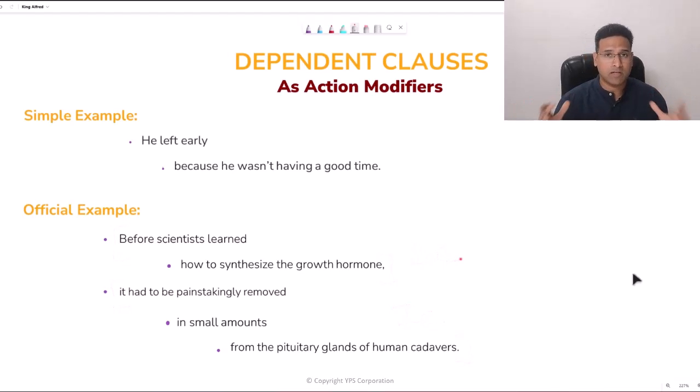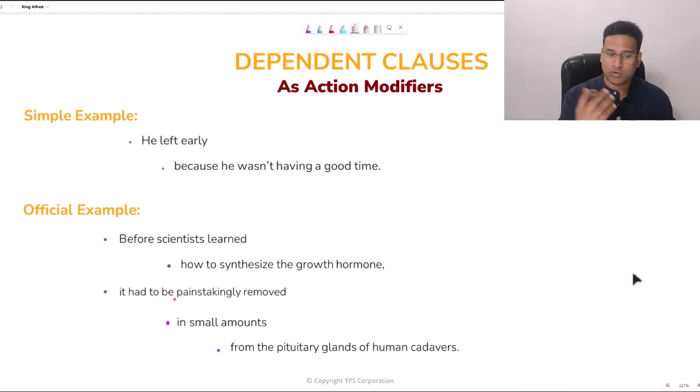Okay, so now we come to the million-dollar question. Can you tell me, can you think, what is the role from a meaning perspective of this clause? What does it tell us? Take a clue from the word "before." It hints at time. Time of what? Okay, time of the action in the main clause.